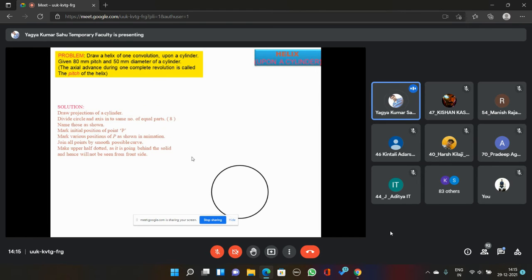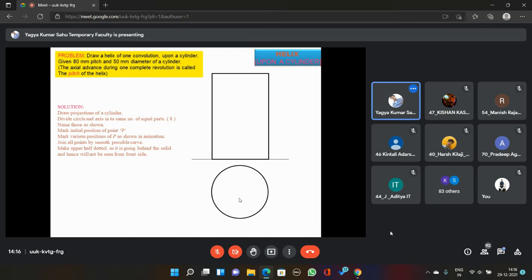So first of all, draw the front view and top view. This is the top view of that cylinder in a simple vertical position, and this is the front view of the cylinder.